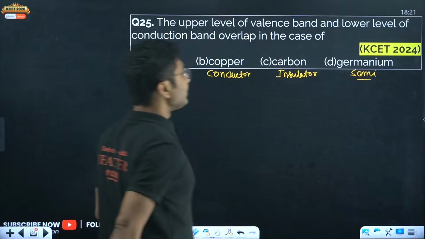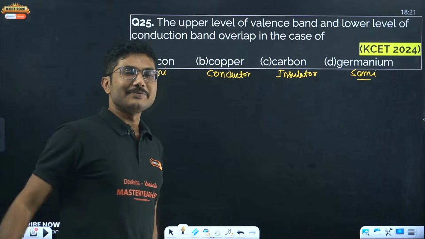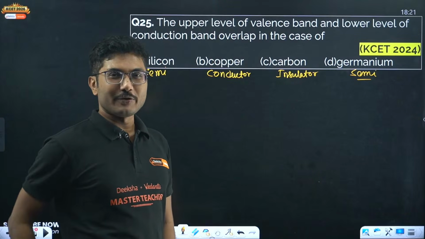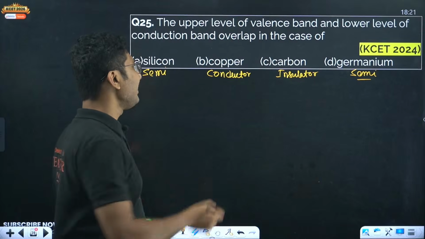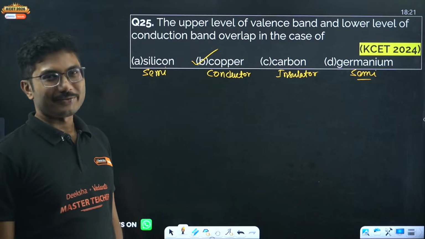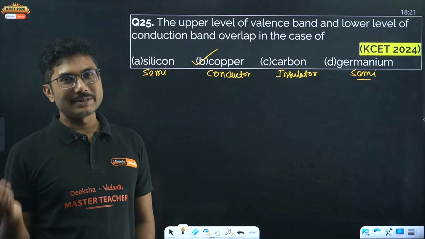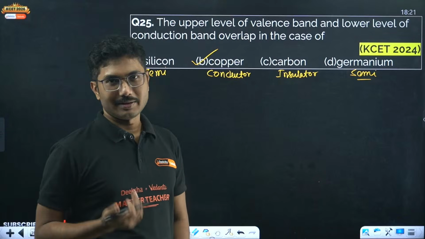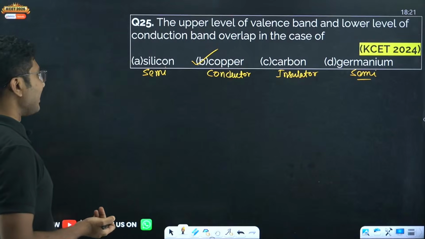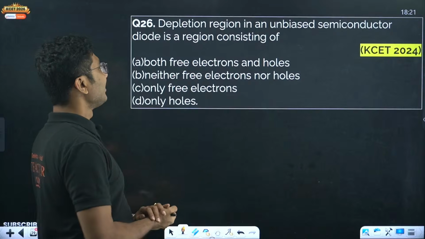So this question is basically to identify which of the following. Instead of this, if they ask which of the following is a metal, please identify, you will say, okay, I know copper is a metal. So basically it is not about valence band and conduction band overlap, it is basically which of the following is a metal, that's it. Instead of asking metal or semiconductor, they give you examples of metals and semiconductors.